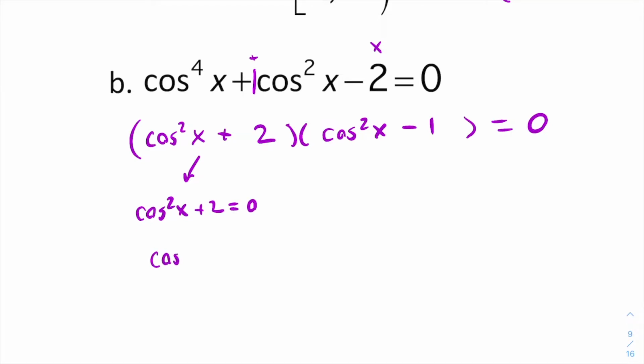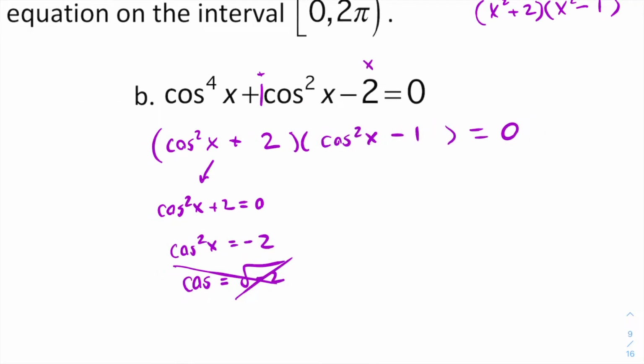We could then subtract 2, and then we can square root both sides. And actually you can't really square root a negative, so we kind of toss that out. We're not going to really deal with imaginary answers here. So that one kind of gets tossed out.